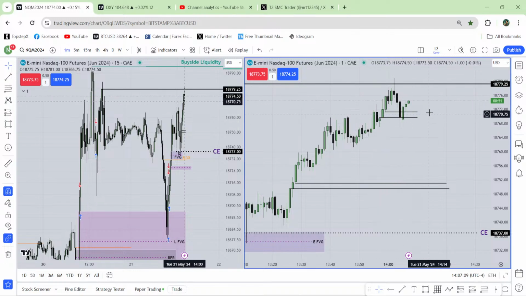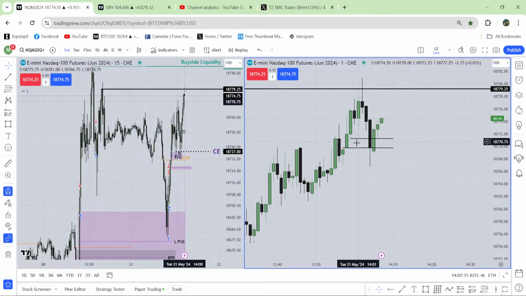Either way, still it is not a valid first fair value gap. First the market has to close below this fair value gap, not open. This is the open. Try to understand, this is the open and this is the close. It didn't close below this fair value gap, so it's not valid. Take the entry.